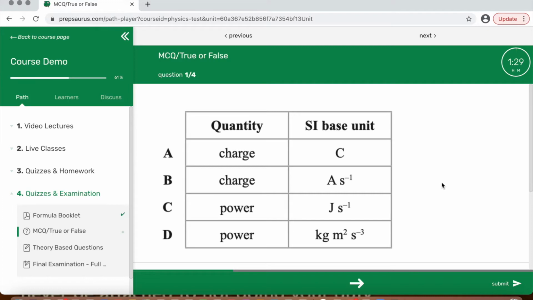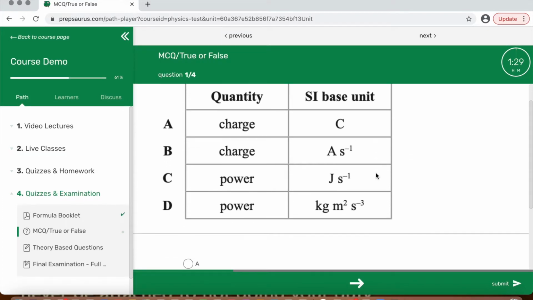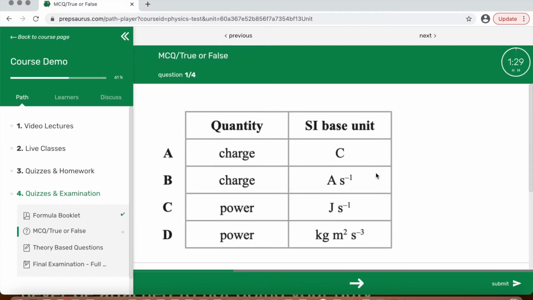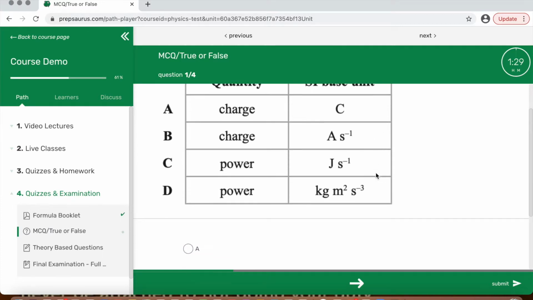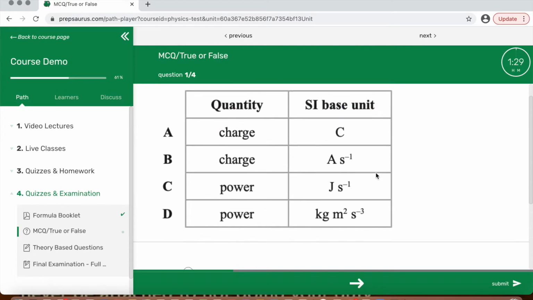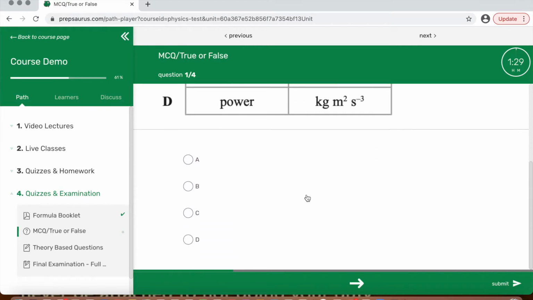So what are the types of questions that are available? Here we have a question where we have the quantity and SI base unit, and the student is asked to select which one of the options is correct. So here they have A, B, C, D. Again, it's ungraded, so once they select it, there is no answer shown.